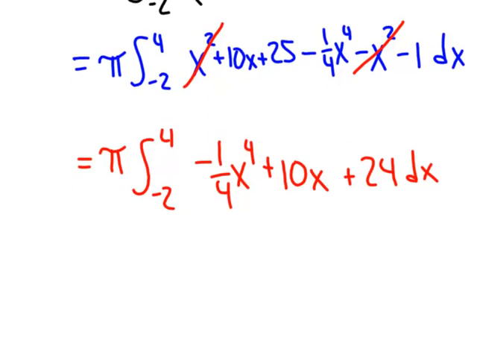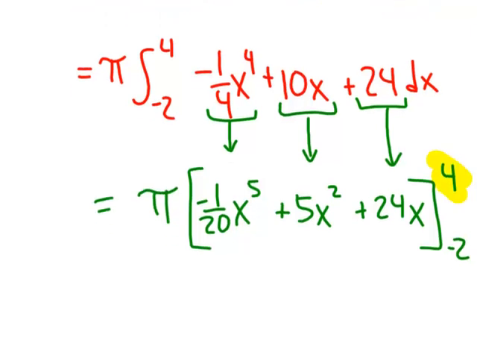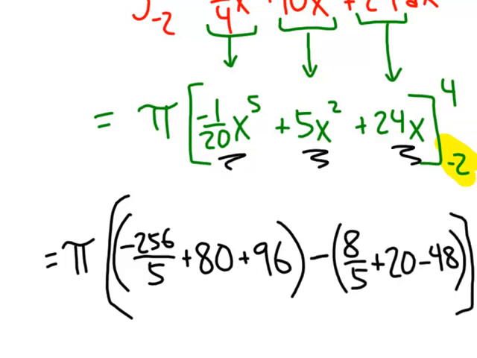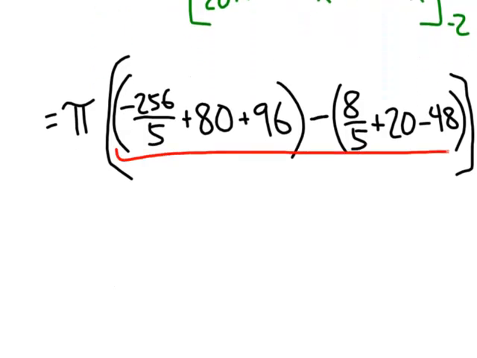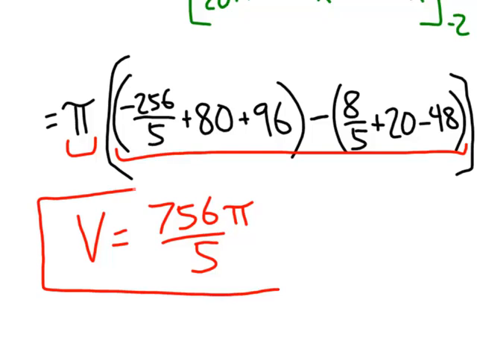Next, we antiderive. Here we go. From -2 to 4, of course, we will evaluate and multiply times pi. And when I plug in that 4, the 3 expressions give me these 3 values. And when I plug in the -2, the 3 expressions give me these 3 values. Time to simplify, and all those fractions combine to 756/5 times our pi. And that is our final answer.